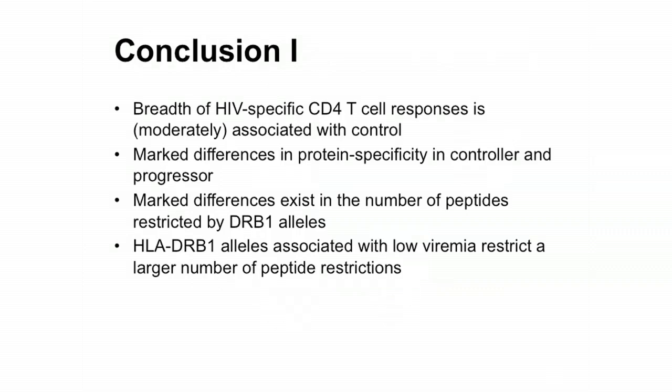So to summarize this first part, the breadth of the HIV-specific CD4 responses is moderately associated with control, in contrast to the same study that has been done for CD8 T cells. We see marked differences in protein specificity in controller and progressor, and we see differences in the number of peptides that are restricted by certain HLA-DR alleles. We also see that some HLA-DRB alleles that are associated with low viremia restrict a larger number of peptides compared to HLA-DR alleles that are associated with progression.